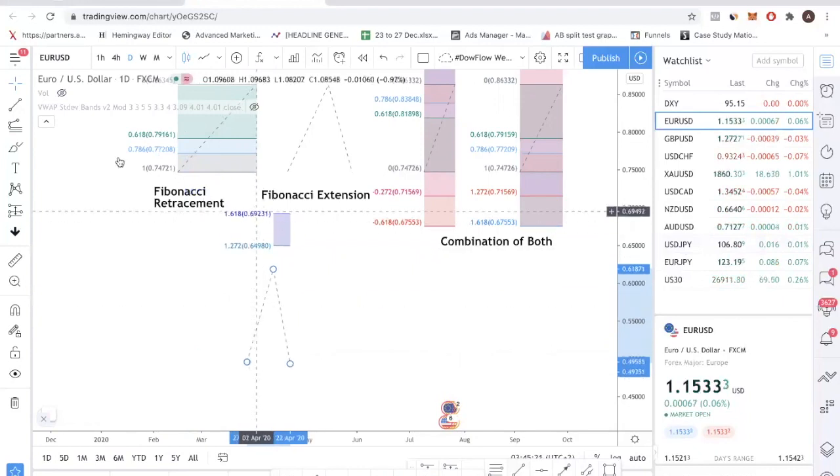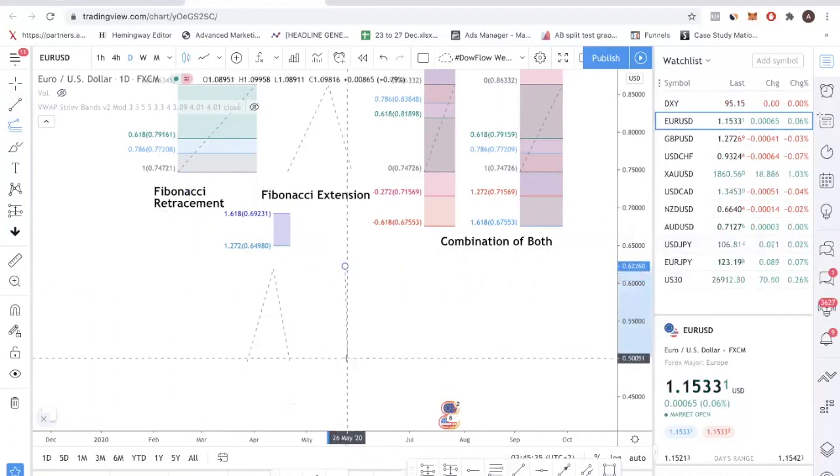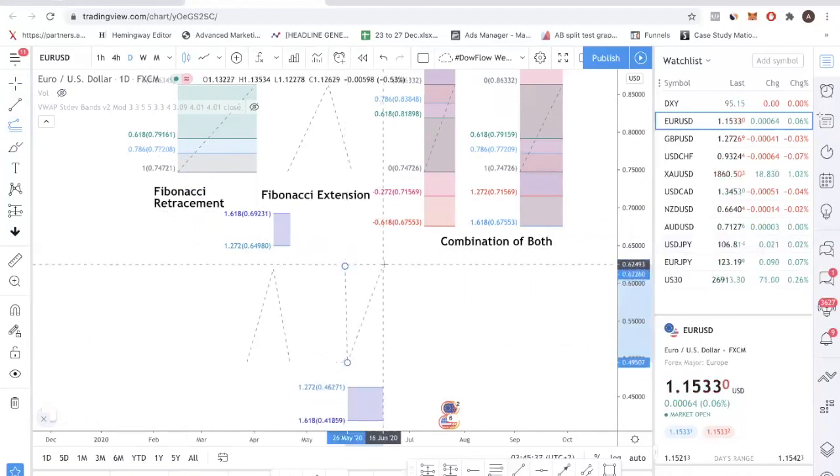If you are bearish and you took a selling trade where you sold the currency pair, what you want to do is the opposite. You start from the high, you connect to the low, and then you bring it back to the high.